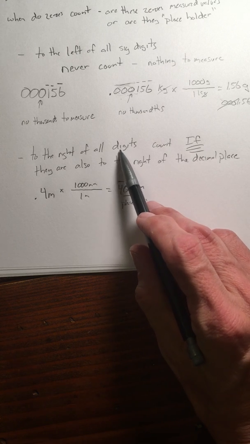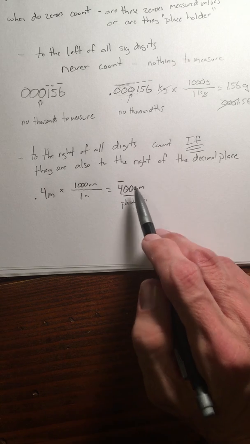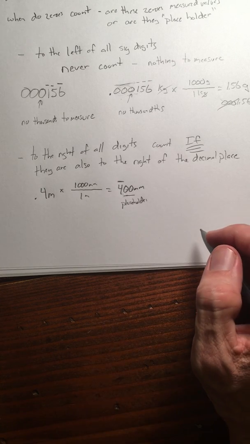And according to our rule, they're to the right of all the digits, but they're not to the right of the decimal place, so they don't count. We only have one sig fig.